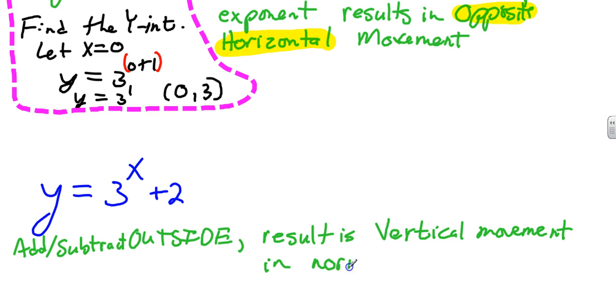And that one is in what we call the normal direction, because you're going to take whatever the answer is, and after you have your answer, then you're going to add 2 or subtract 5 or whatever. So plus will move it up, minus will move it down.